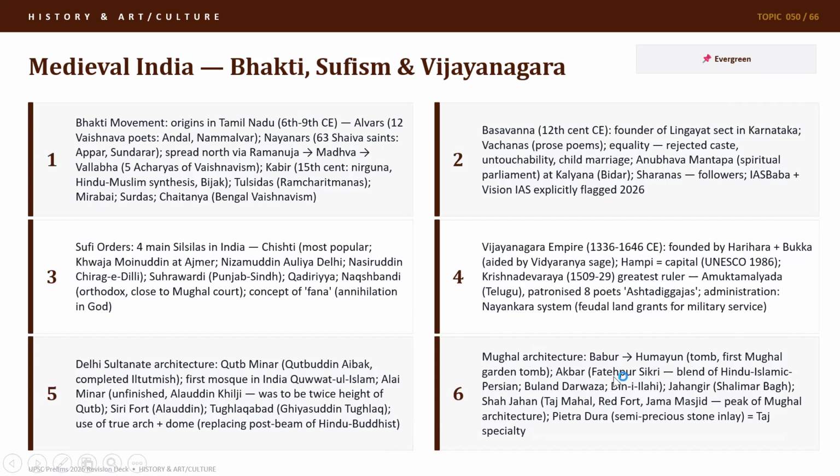We have Akbar's Fatehpur Sikri, which was a blend of Hindu, Islamic, Persian, Buland Darwaza, and then Din-i-Ilahi Court. Jahangir had Shalimar Bagh, Shah Jahan had Taj Mahal, Red Fort, and Jama Masjid. It was a peak of Mughal architecture during Shah Jahan. Pietra dura, which is semi-precious stone inlay, was also used in Taj Mahal. It was a speciality of this age.